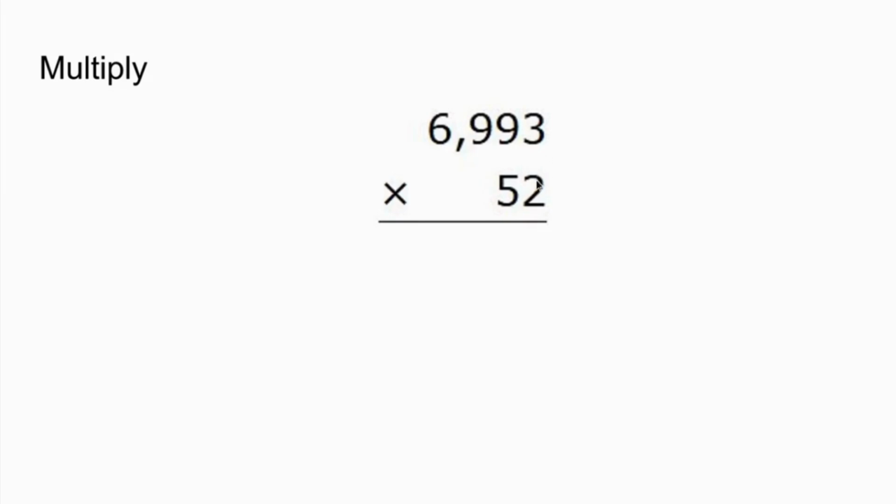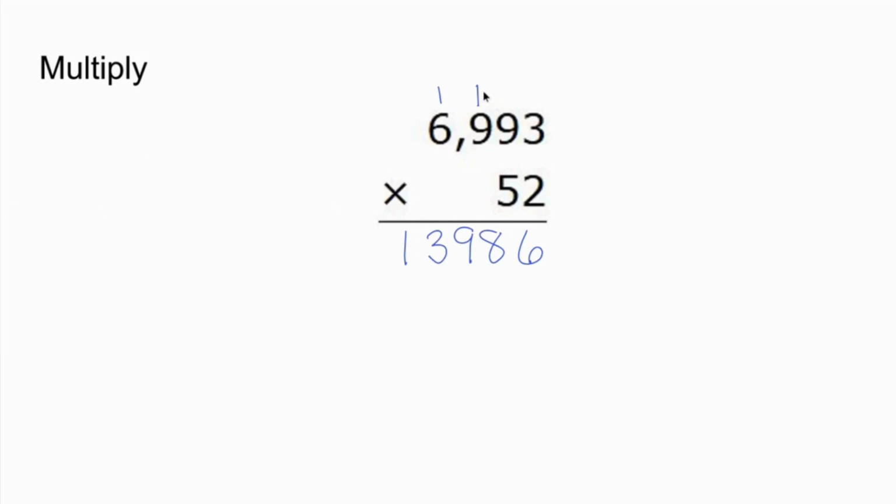So 2 times 3 is 6. 2 times 9 is 18. Write out an 8, carry the 1. 2 times 9 is 18. 18 plus 1 is 19. Write out a 9, carry over a 1. 2 times 6 is 12. 12 plus 1 is 13. Write out your 13. We're done with that row.